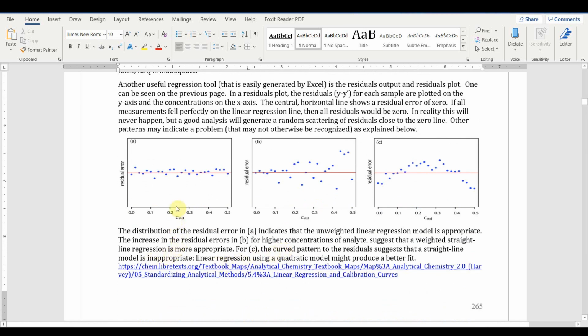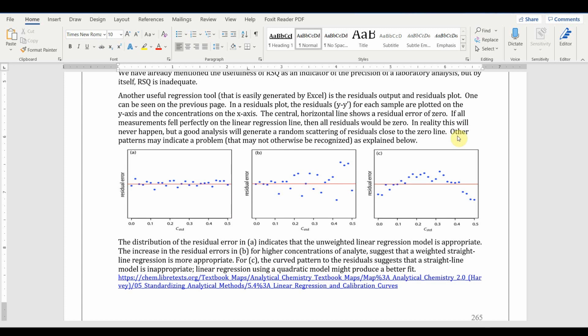So in example A, we see an unweighted linear regression model is appropriate. But in example B, we see that the residual errors keep increasing with the concentration. And that would suggest that a weighted straight line regression is more appropriate. In example number C, notice the curvature. The residuals fall below the 0 line, then above, and then below again. And this would suggest that a straight line model is not appropriate. Perhaps a quadratic model might give a better fit. So we'll move next to an Excel spreadsheet where we can do some linear regression.